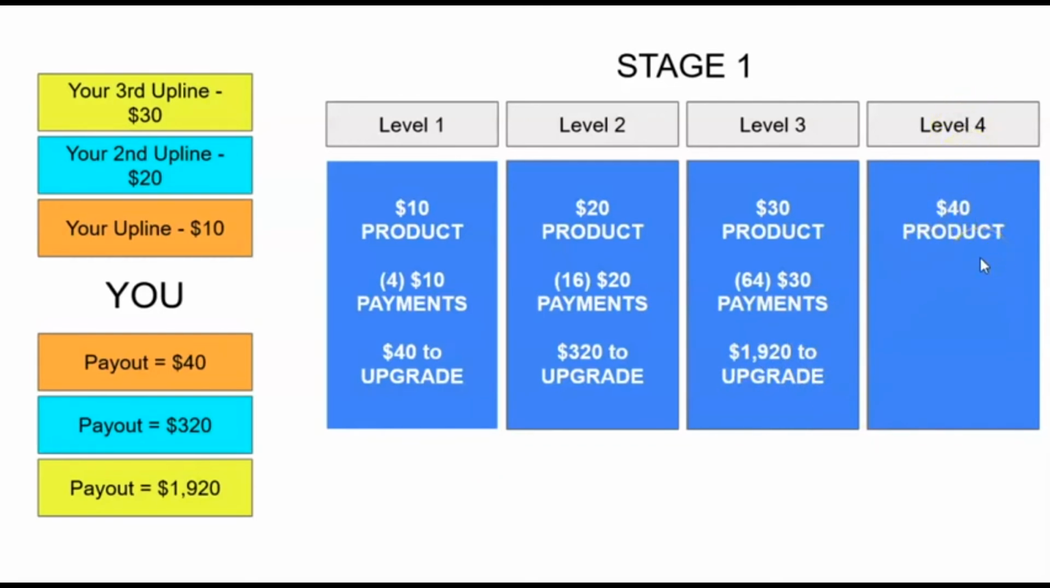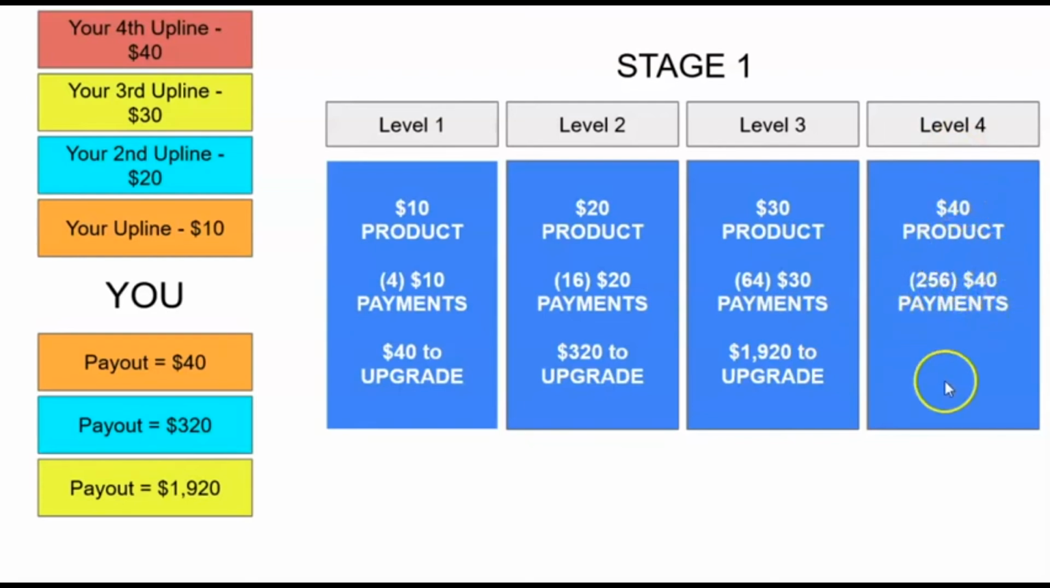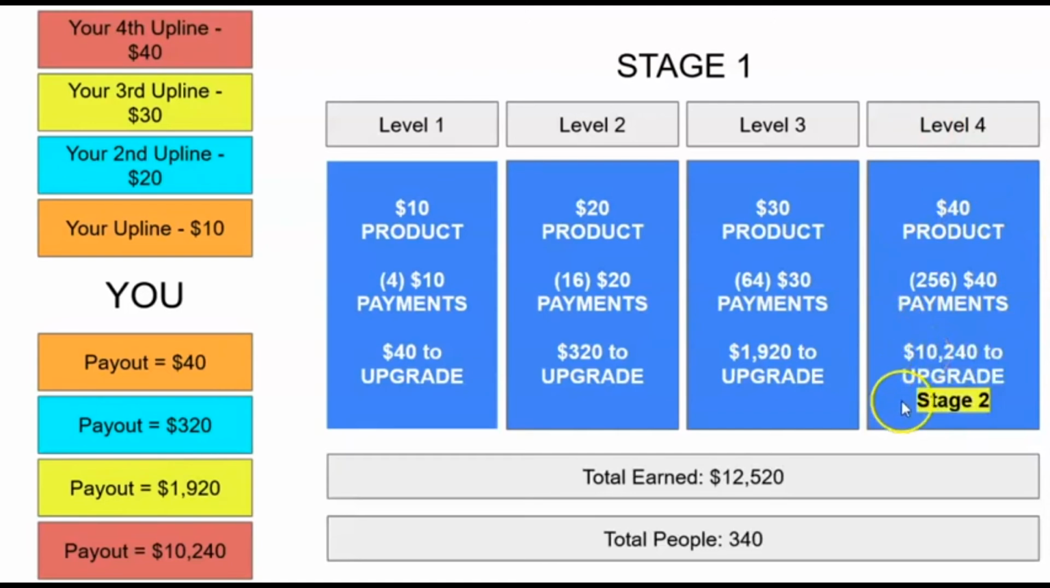You guessed it, from level 4, that $40 payment goes to your fourth upline. Now you have unlocked level 4, and that is 256 payments of $40 that will come to you, a total of $10,240 paid to you on level 4. Then you will do the same thing. You will take the payment out of those commissions, and you will go to stage 2 and complete the same process.